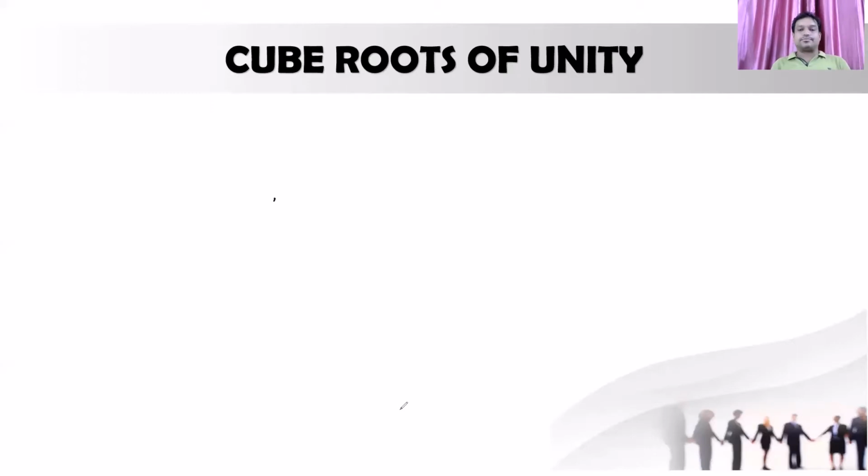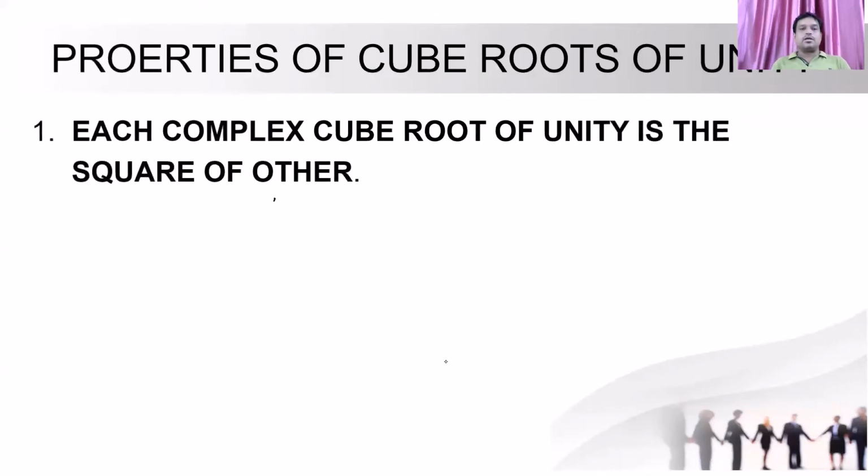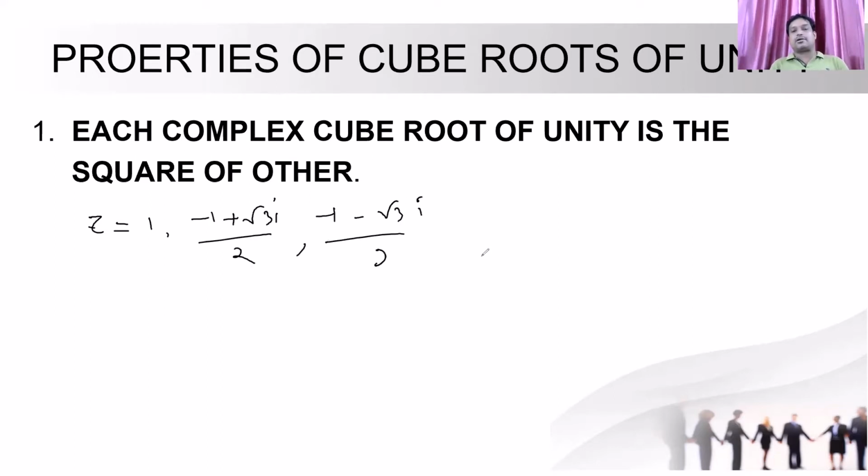So now come to the next: properties of cube roots of unity. Each complex cube root of unity is the square of the other. So what will we do? The three numbers we got now are z equals 1, minus 1 plus root 3i divided by 2, and minus 1 minus root 3i divided by 2. We call the first one 1, and if we call this value omega, this value must be omega square. Why do we discuss this here? Each complex cube root of unity is the square of the other.